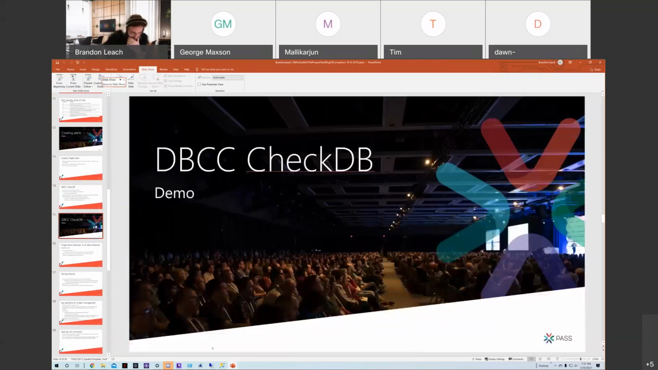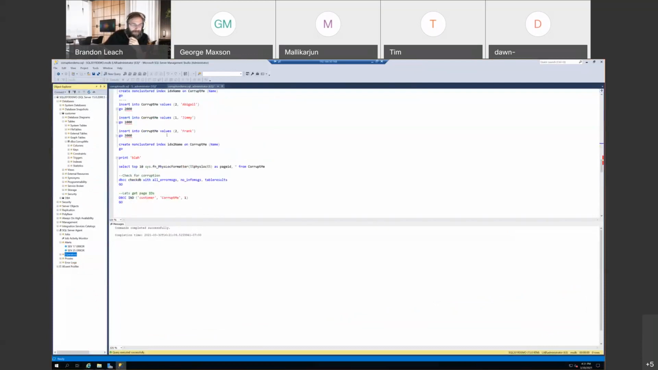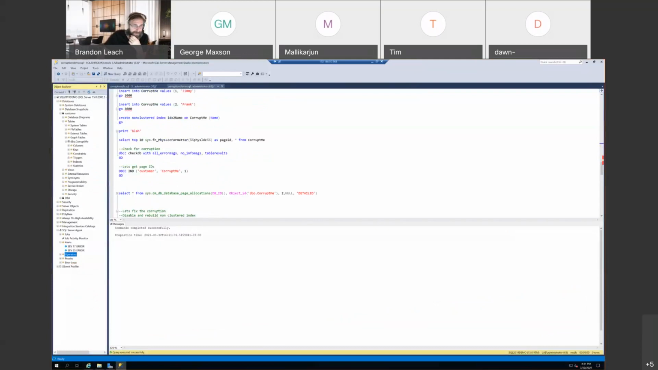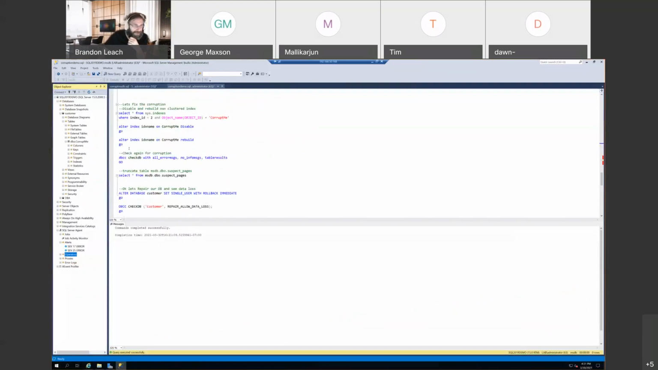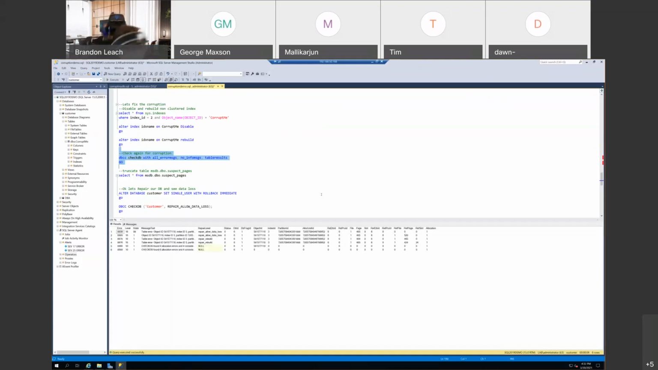All right, so let's actually look at our VM again here. A couple of things to show you. Let's find our CheckDB statement here. And I'm going to change my database context to our customer database here. And I am going to execute this. I have actually introduced corruption into this database, and I want to show you something because I've introduced corruption in a very specific place. And sometimes CheckDB lies to you a little bit.